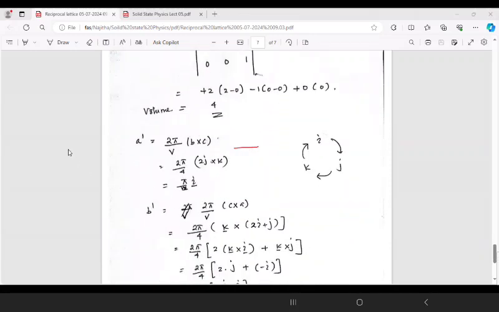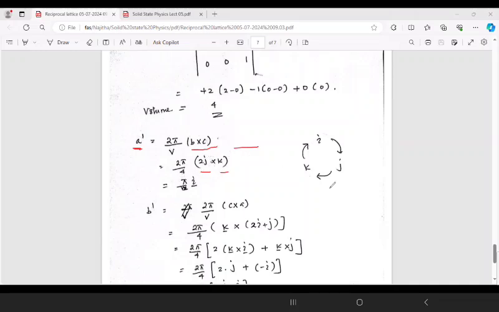Thereafter, you need to find out the reciprocal lattice vectors. First, you need to find out a dash. a dash is equal to 2 pi over V into b cross c. What is your b? 2j. What is your c? k. So you can take 2 out: 4 pi over 4 into j cross k.